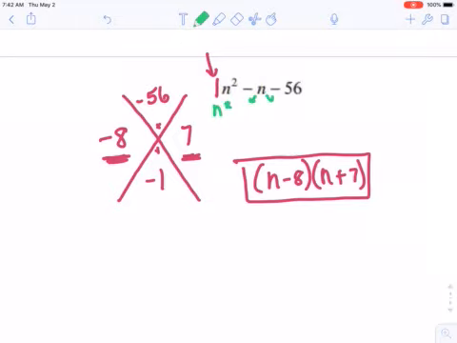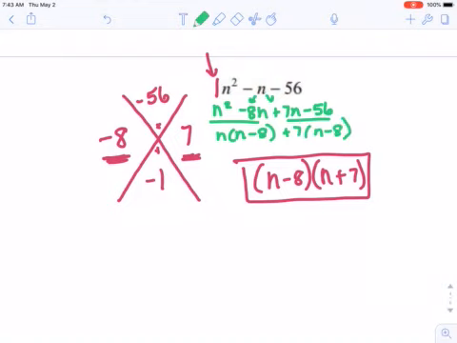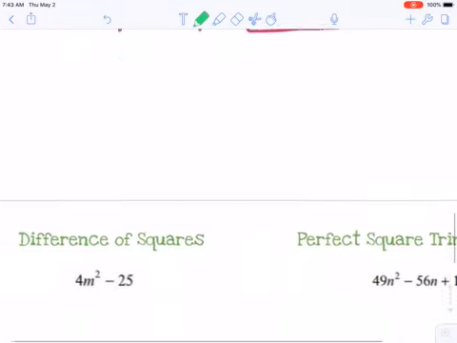I can still just split the middle term using those two numbers I created and then group the two pieces. So I've got n minus 8, take out a 7, and I've got n minus 8, and you'll see that it ends up being the same thing, n minus 8 and n plus 7. But the shortcut is there if you feel comfortable using it.